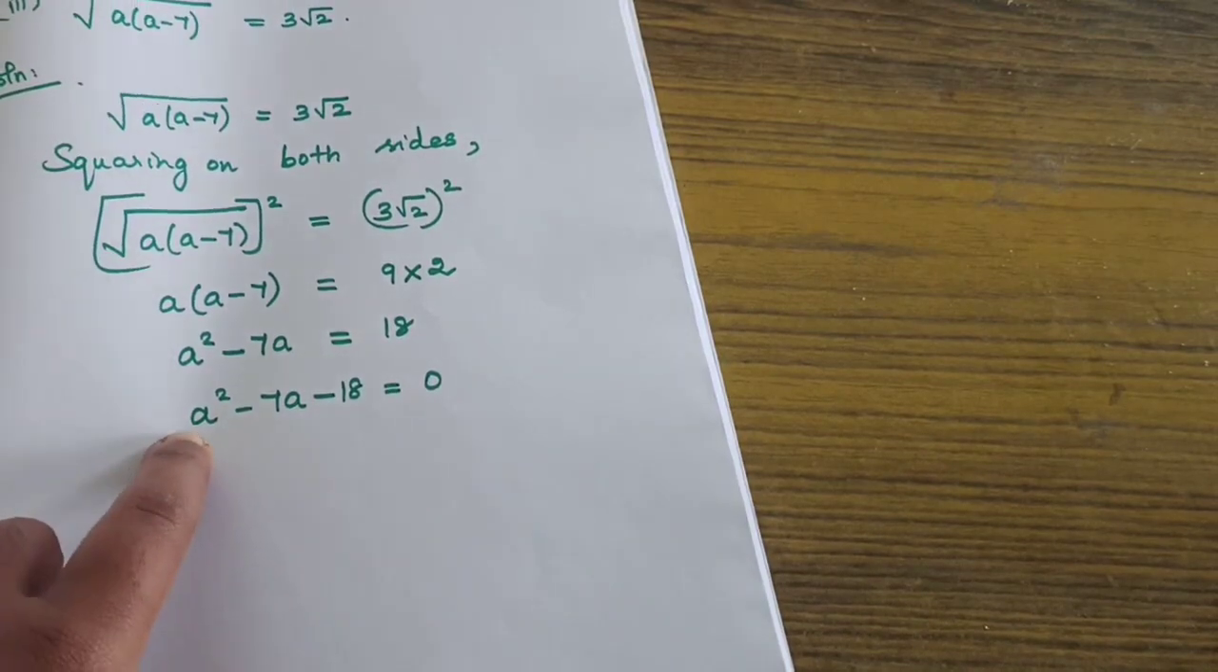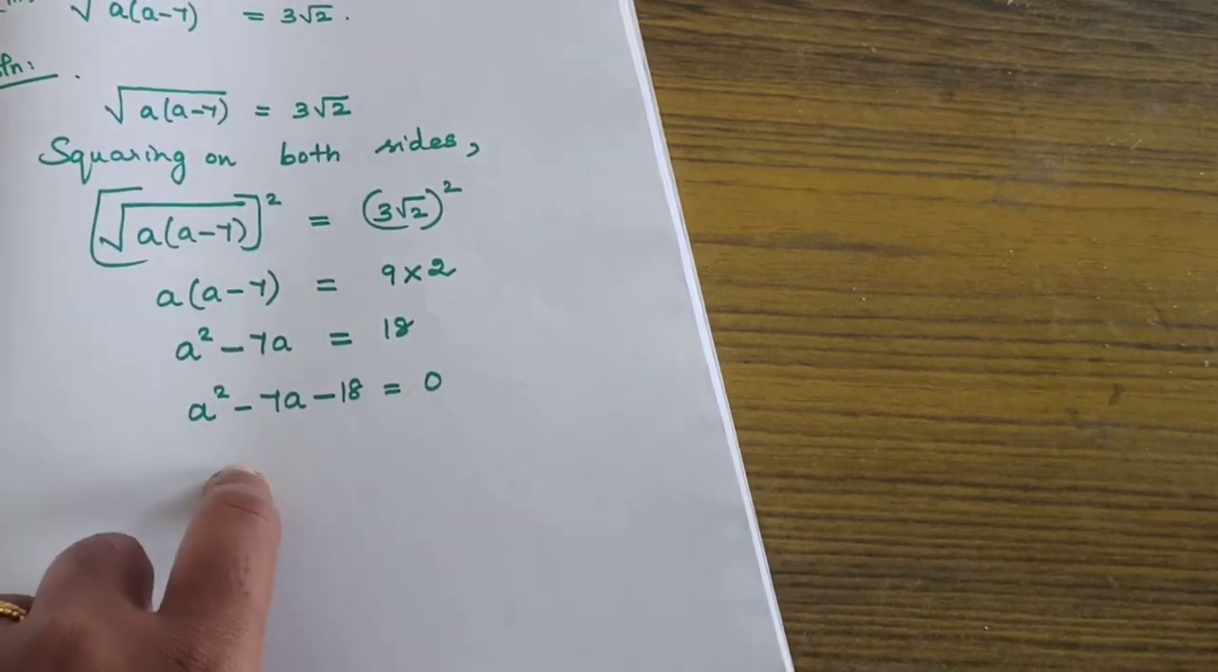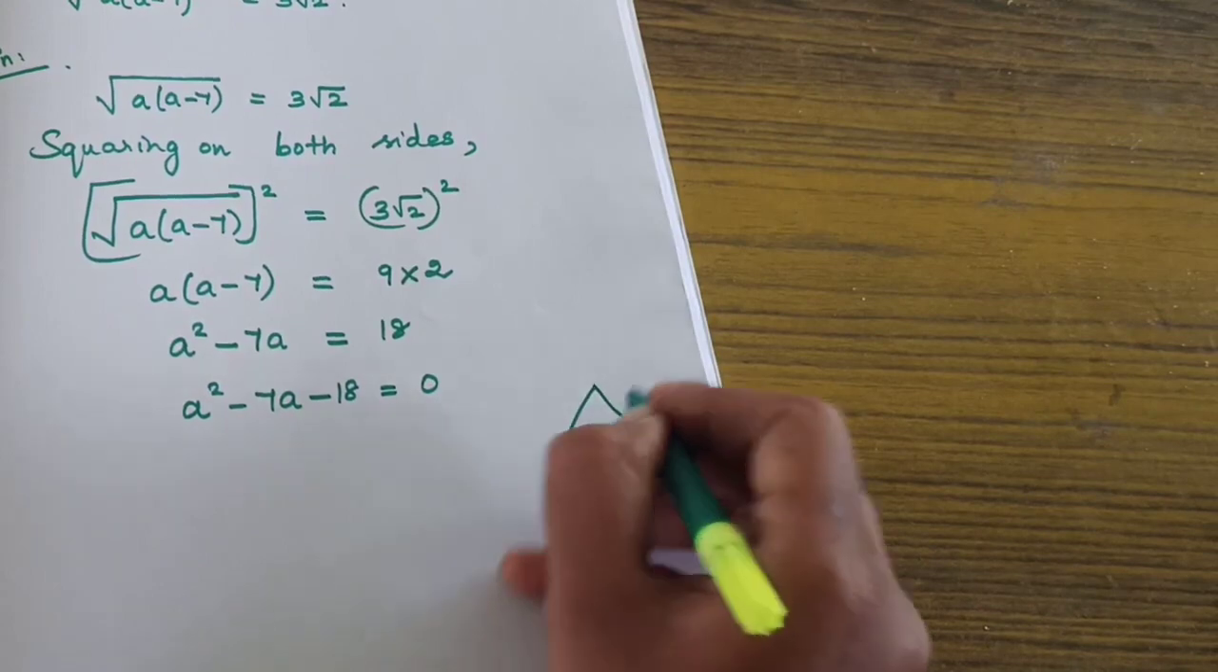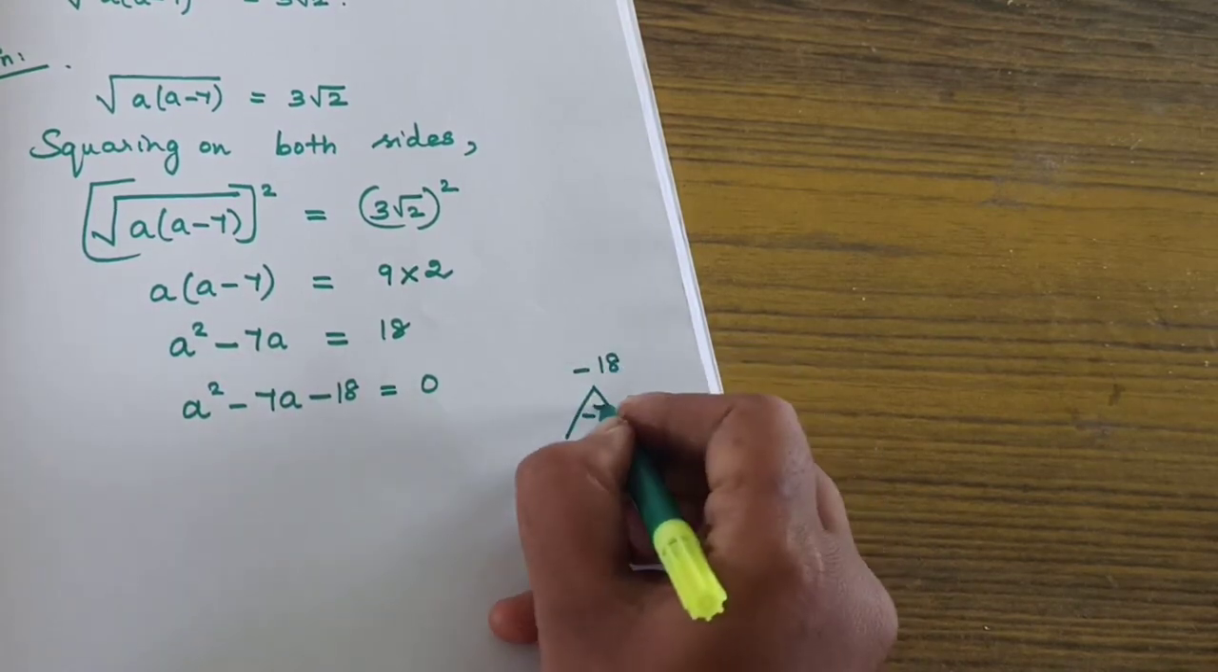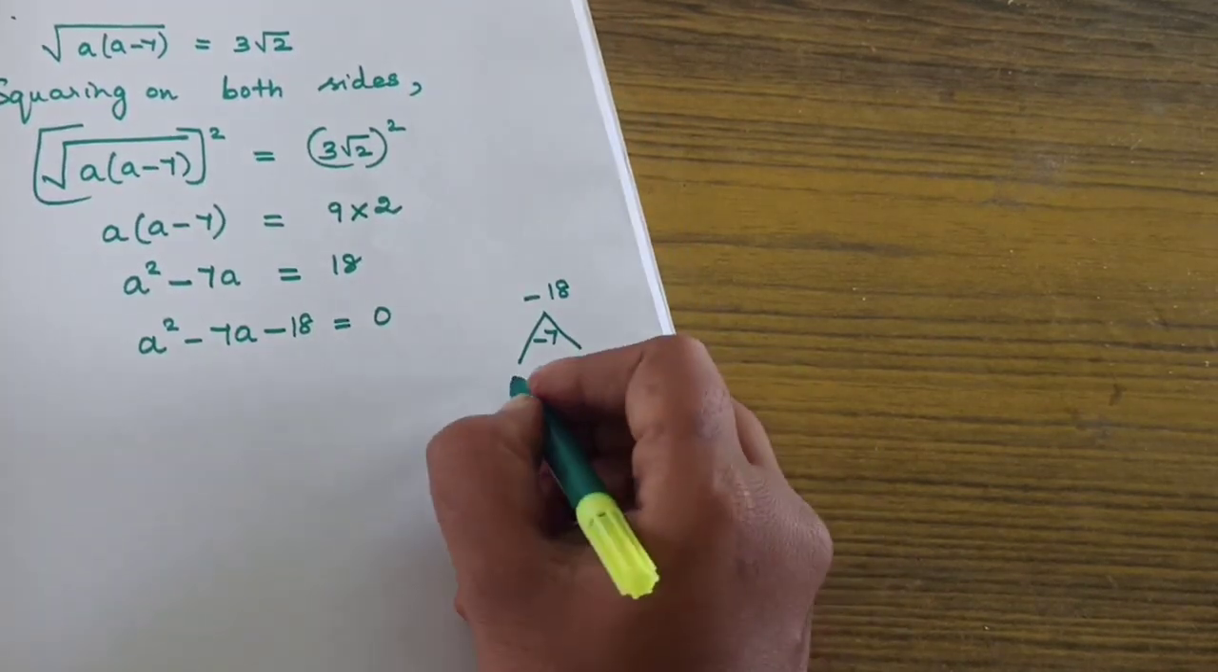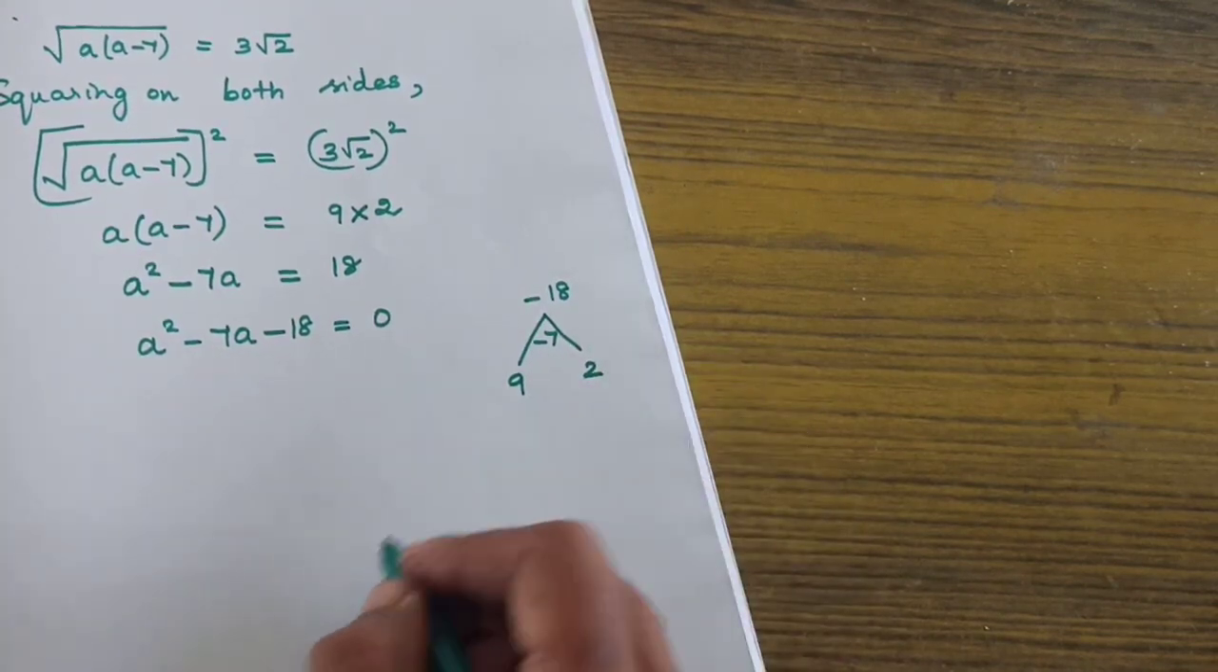Now we arrived at the standard form. Then we need to change into factors. So minus 18 and minus 7. Guess the possibilities. 9 2s are 18. It will come correctly, no?